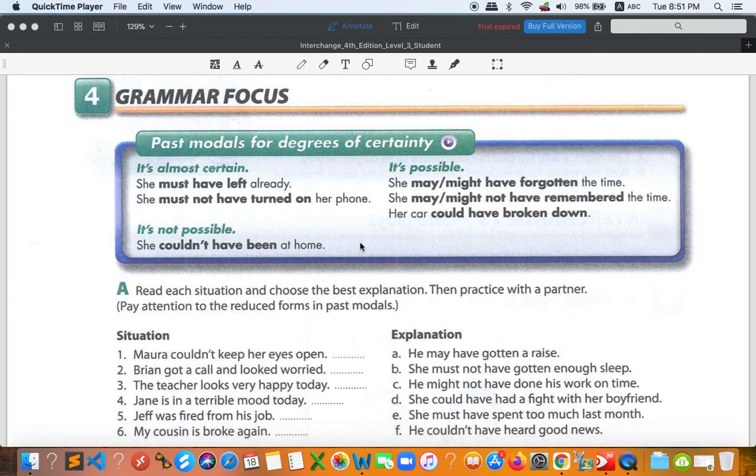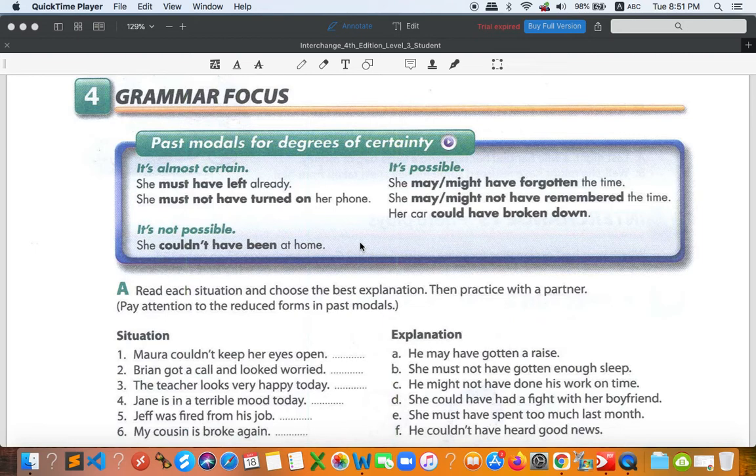Today I am moving on to activity number 4, which is about grammar focus, past modals for degrees of certainty. The word certainty itself means sure. And past modals we have learned from previous lessons. A past modal is about the modal in the past, and usually it is in the form of subject, modal, have, plus past participle. So today's lesson we're going to focus on past modals for degrees of certainty.